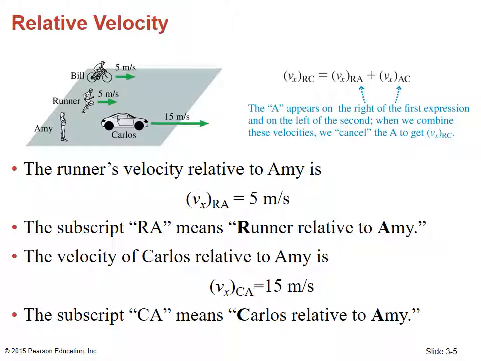The velocity of the runner relative to Carlos is then the velocity of the runner with respect to Amy plus the velocity of Amy with respect to Carlos. The A appears on the right of the first expression and on the left of the second. When we combine these velocities, we cancel the A to get v sub x of RC, which is the velocity of the runner with respect to Carlos.